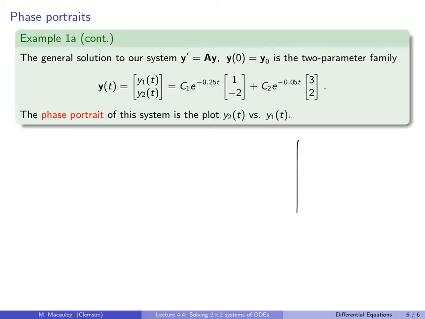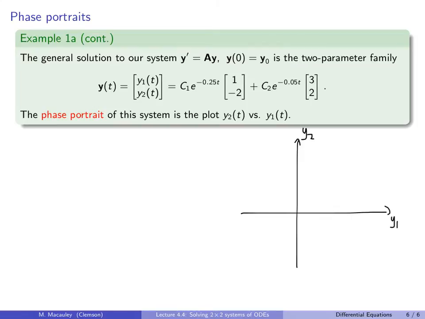Let me draw this now. So this is going to be y1 and this is going to be y2. And you can think of y1, going back to our mixing problem, as the amount of salt in tank A above the equilibrium, which is 0, 0. So this is going to be the equilibrium salt content in both tanks. And y2 is going to represent how much salt is in tank B beyond equilibrium.